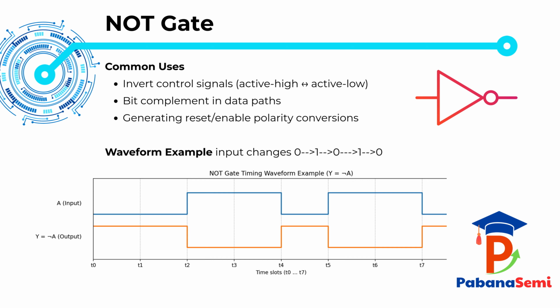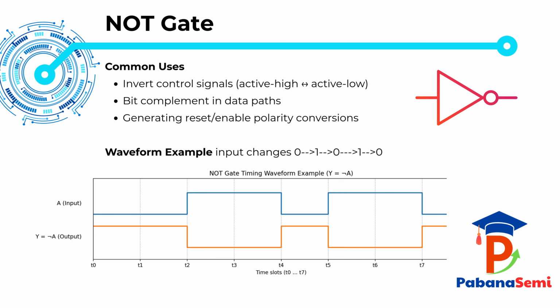A second common use is bit complementing in data paths. Whenever we need the inverse of a signal, or a data bit, such as forming complements for arithmetic or logic operations, an inverter is the simplest solution. Thirdly, NOT gates are used for reset and enable polarity conversions. In many designs, enables and resets appear in both forms, depending on the block and library cells. Thus, inverters provide clean compatibility.